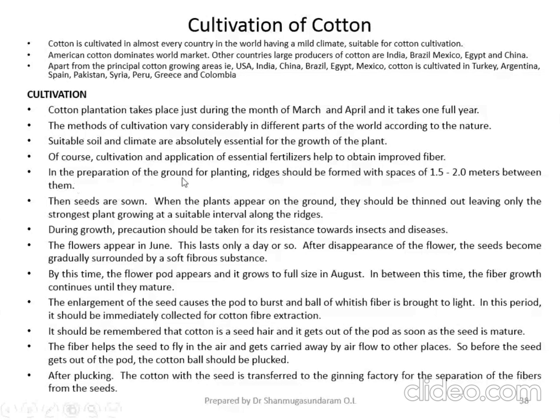In the preparation of ground for planting, ridges should be formed with spaces of 1.5 to 2 meters between them. I will show you a video at the end of this lecture of how the cotton cultivation takes place. Then the seeds are sown. When the plant appears on the ground, they should be thinned out, leaving only the strongest plant growing at a suitable interval along the ridges. So you have to remove the thin plants, leaving only the strongest plant.